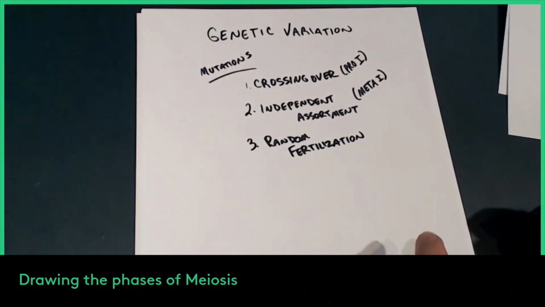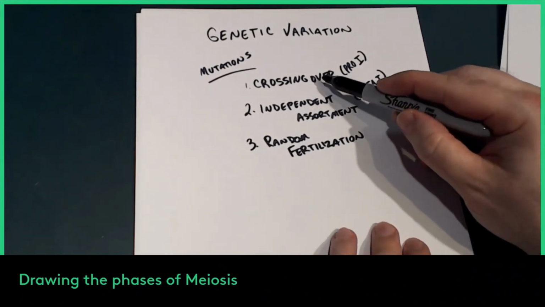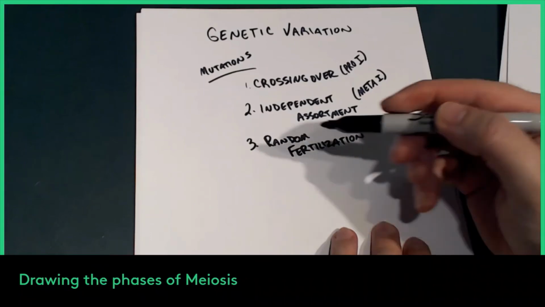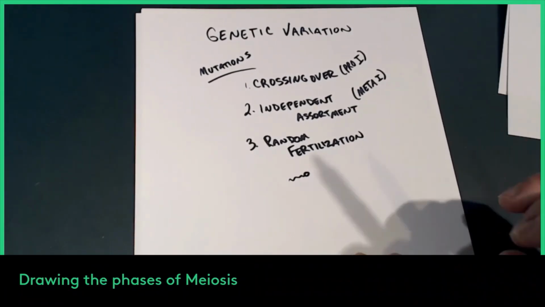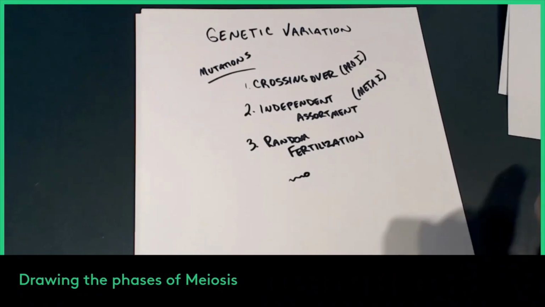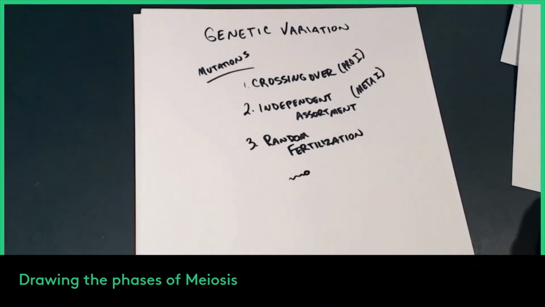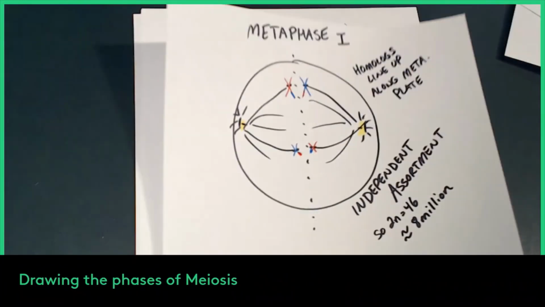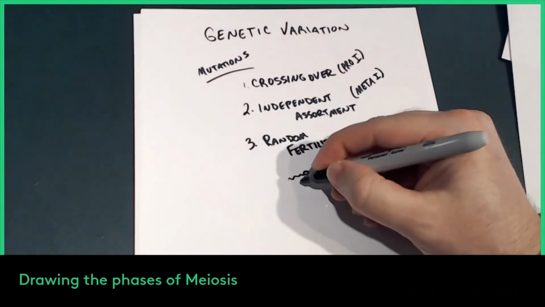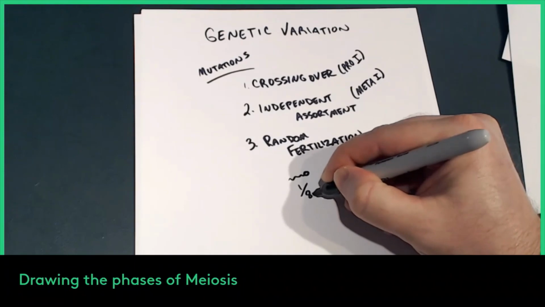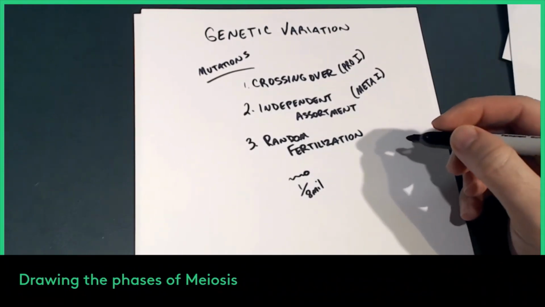Think about this, okay? Forget crossing over for now. Independent assortment. There is a 1 in 8 million shot that that sperm is a very specific kind based on how I lined up my chromosomes in Metaphase I, right? So I have about a 1 in 8 million shot that I know exactly what's in that sperm.